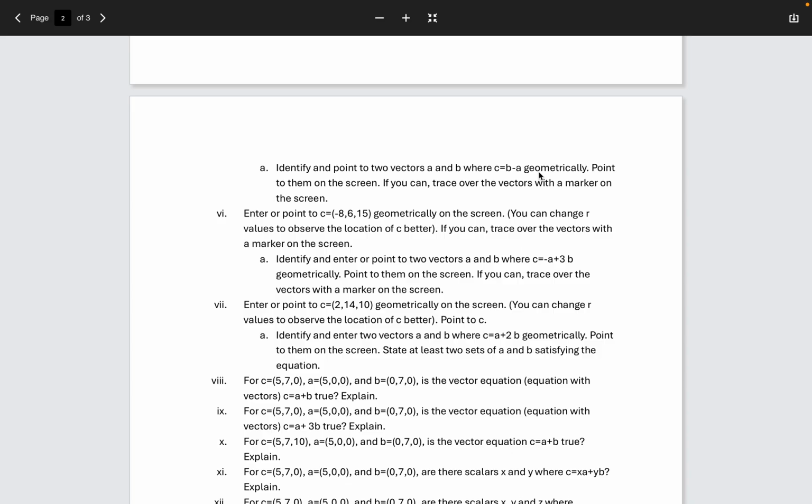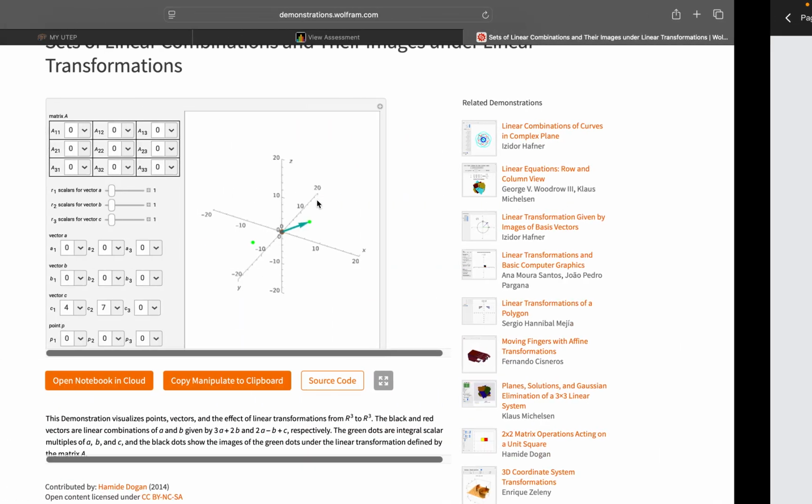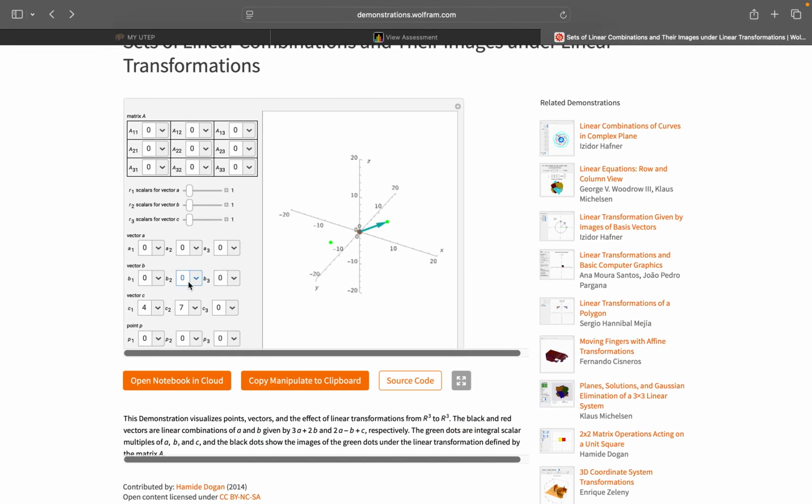B minus A would point to them on the screen. So B will be positive, which is 7. We would end up with 7 right here. And then A would have to be -4. So instead of going this way, it should go this way. That way the summation of the two would be in this direction. As I was showing right now, this was our C, but since it was -4, it would be going over here, where I'm pointing.